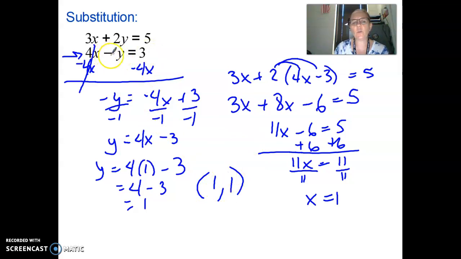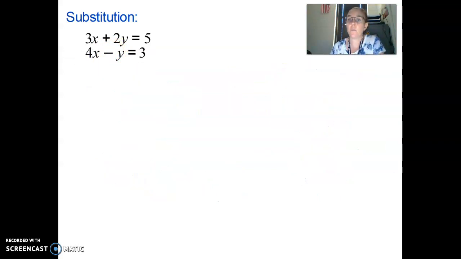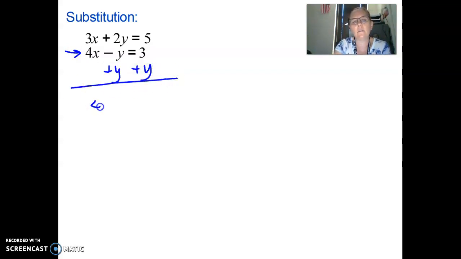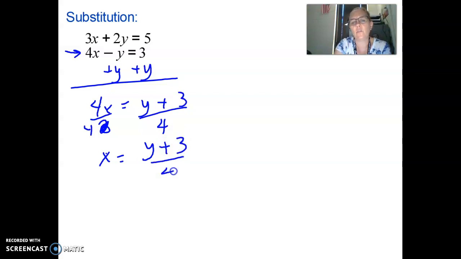Okay, now I mentioned that you want to solve for one that has a 1 or a negative 1 coefficient. The reason for that is because it just makes your computations easier. You're capable of solving for anything, but suppose I chose to solve for this x here. So I would add y to both sides. All right, I need to get x by itself, so I'm going to divide by, oops, not by 3, divide by 4. So x equals y plus 3 over 4.